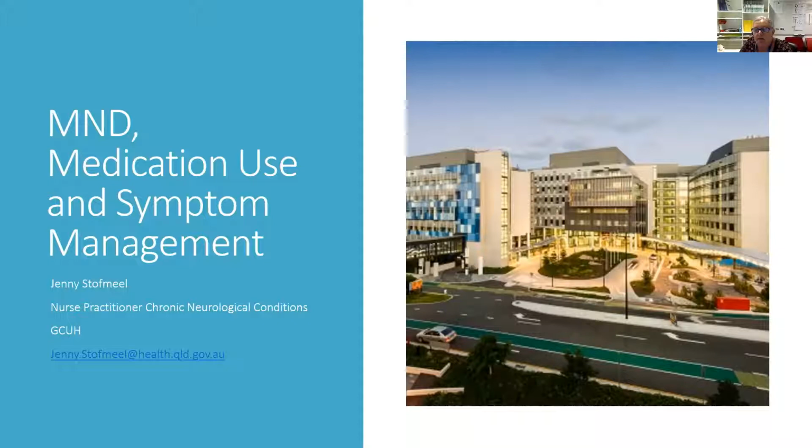So I thought today we could talk about a bit of medication use as well as symptom management. I find that a lot of people sometimes struggle with managing symptoms, and so I hope I'm able to assist as much as I can in that way.